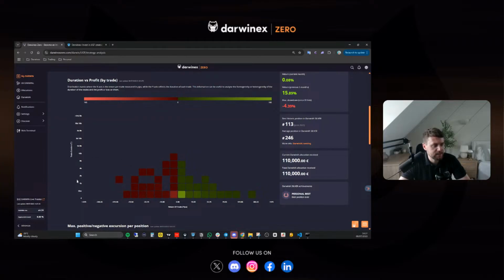This is an axis that compares the amount of time that you're in a position to the amount of pips or return that you take in pips on that position. Negative on the red and positive on the green.